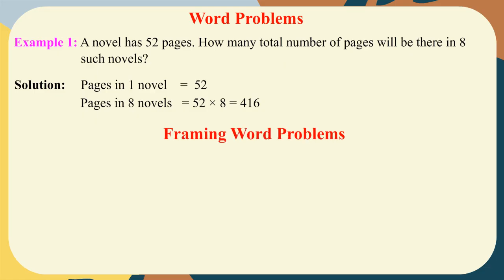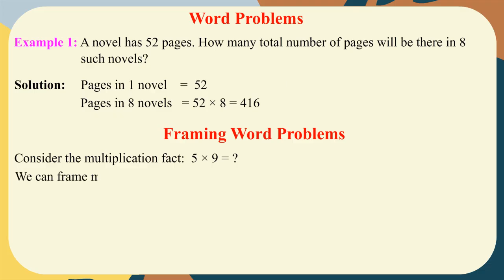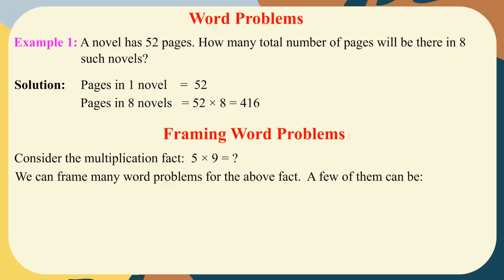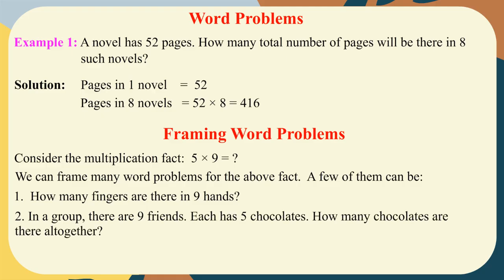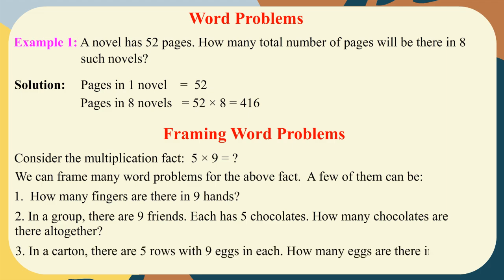Framing word problems. Consider the multiplication fact 5 multiplied by 9 is equal to 45. We can frame many word problems for the above fact. A few of them can be: first, how many fingers are there in 9 hands? Second, in a group there are 9 friends. Each has 5 chocolates. How many chocolates are there altogether? Third, in a carton there are 5 rows with 9 eggs in each. How many eggs are there in all?